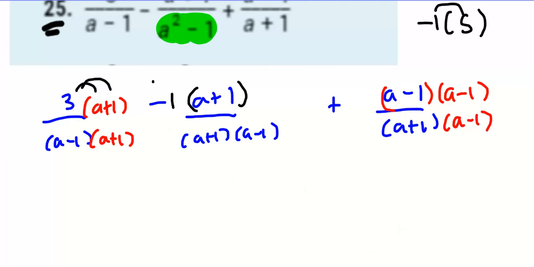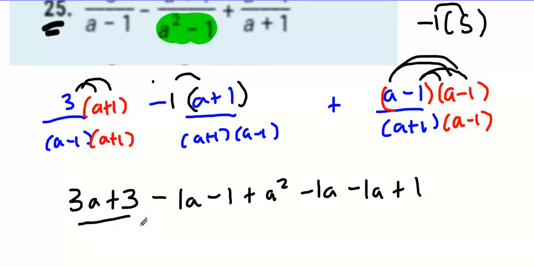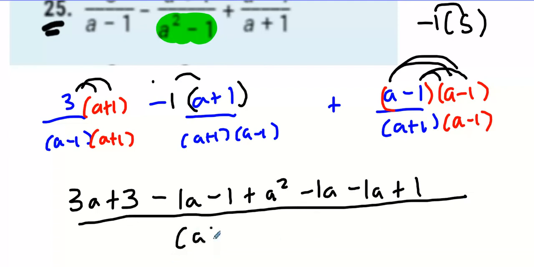Yeah, lads. 3a plus 3 minus 1a minus 1, and then at the end, what do we get here? Minus 1a. Remember, there's 4 of them, 4 parts to it. Minus 1a, and minus 1 by minus 1, plus 1. Then all on the bottom, lads. Excellent, all right.